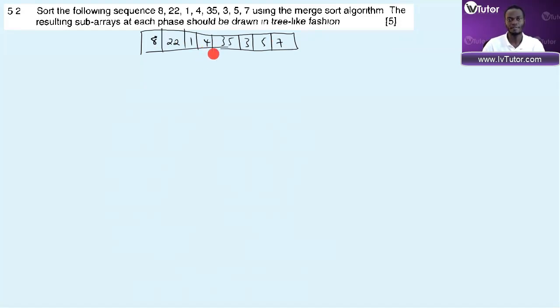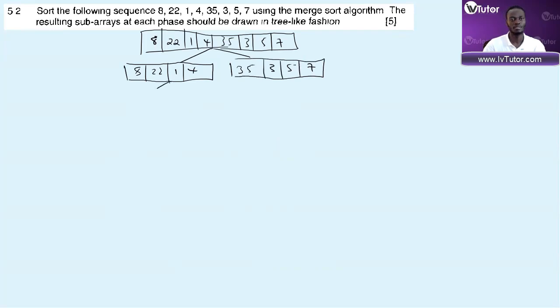So I split right here. In this case, I've got 4 items there. Let me check: 1, 2, 3, 4, 1, 2, 3, 4. Yeah, I've got 4 items, that's fine. So that means on the left, I'm going to have 8, 22, 1, and 4 there. And then on the right, I'm going to have 35, 3, 5, and 7.